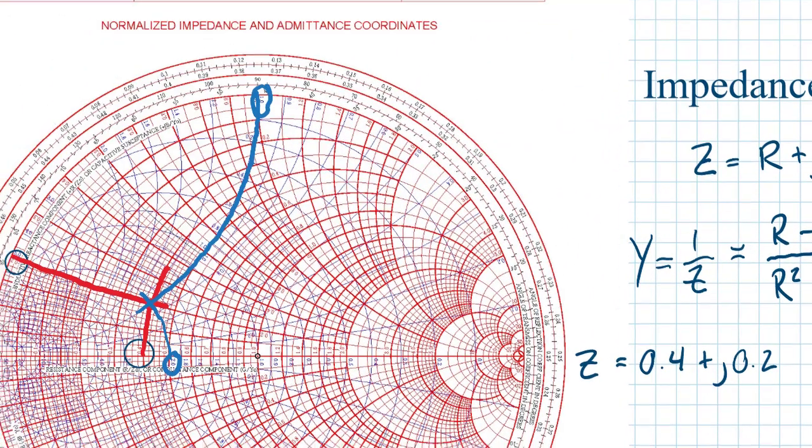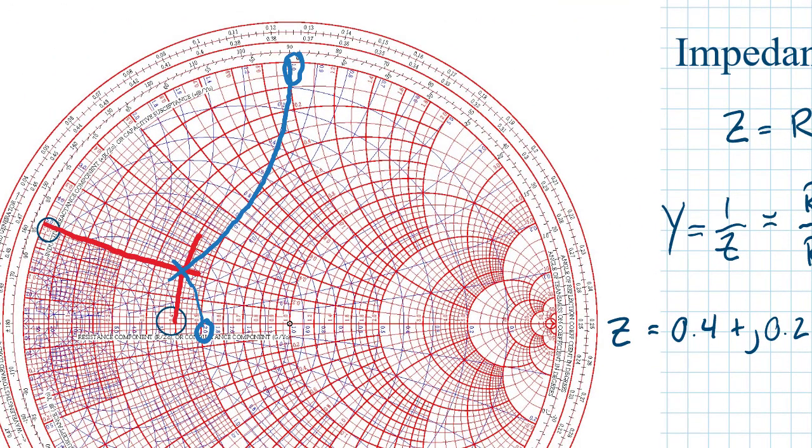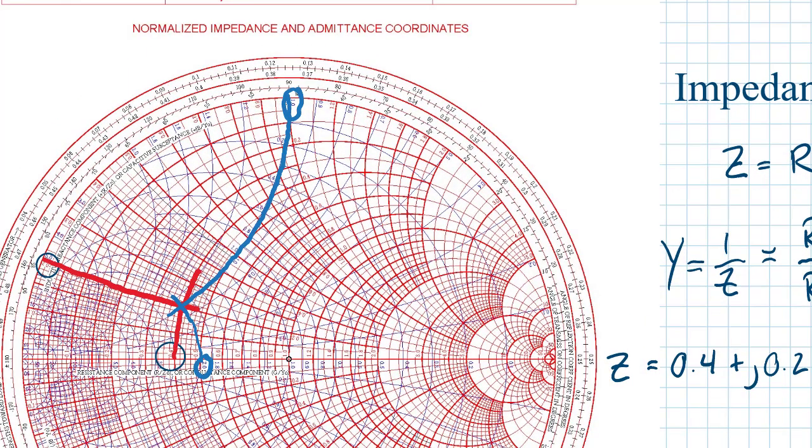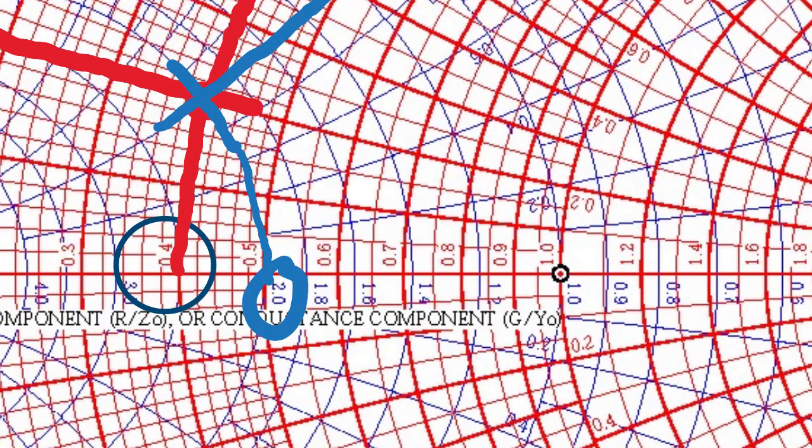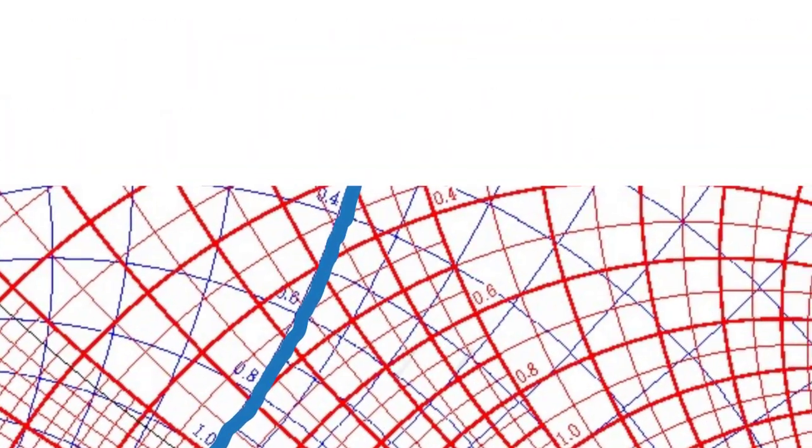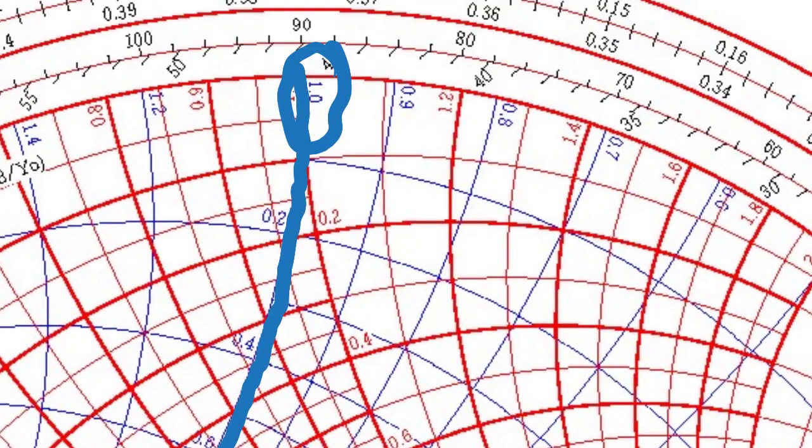Looking back over at the Smith chart, that is indeed what we got. Here's our 2 for the conductance, and in the admittance chart, the upper half of the chart is negative values, and so there's our minus 1.